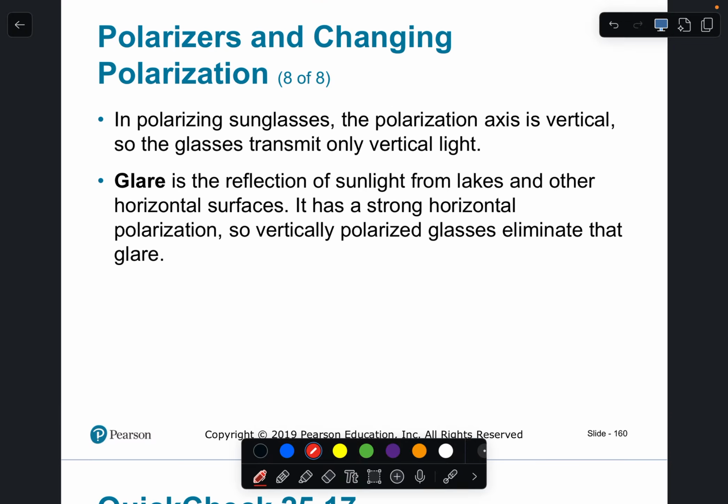And specifically, reflection produces horizontal polarization. So it doesn't matter what the surface is. The reflection of light will cause horizontal polarization. And that's why your glasses are always vertically polarized.